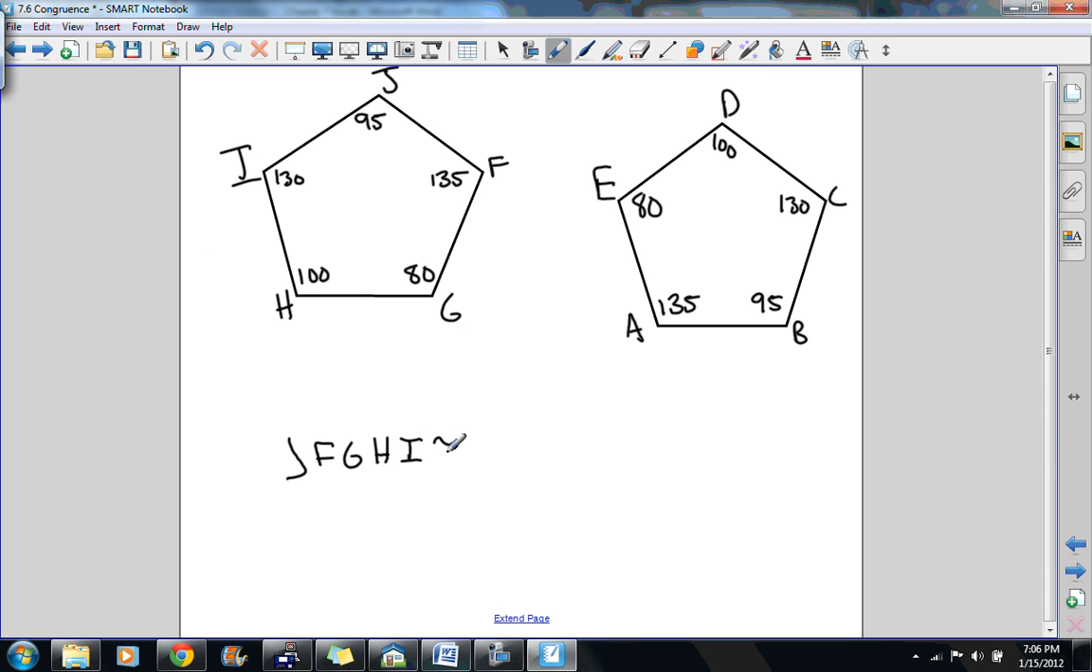Okay, and I'm going to say that's congruent to, now J is 95, so that means B. F was 135, so that has to be A. G was 80, so E. And then D and C from the same logic. So there is my congruence statement. Okay, once again, you could change the order as long as they match up.